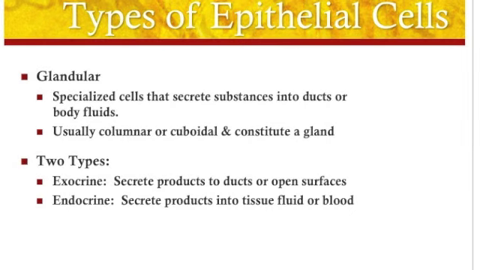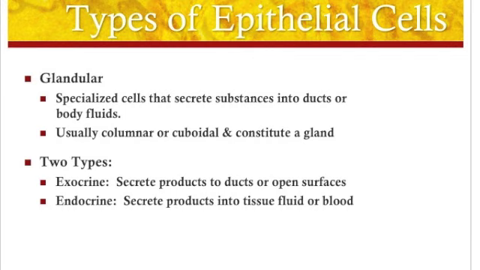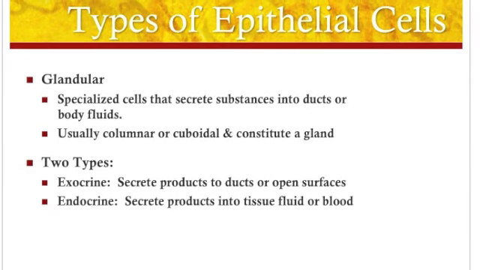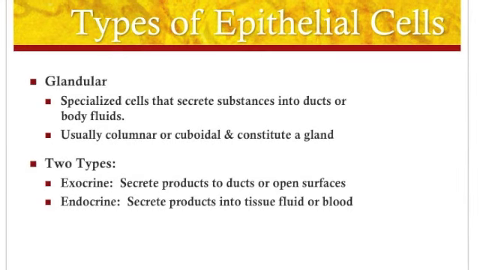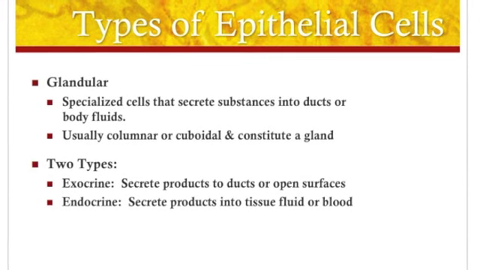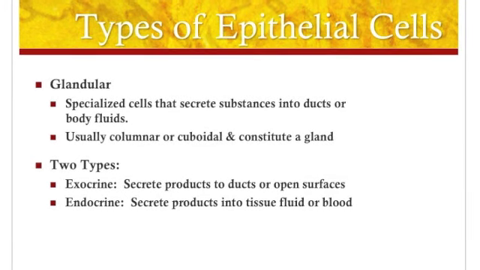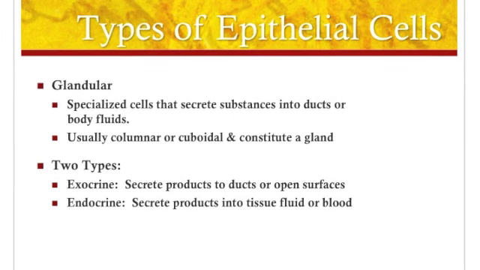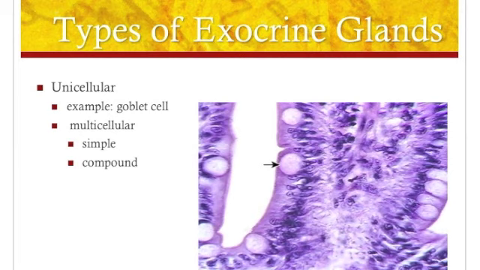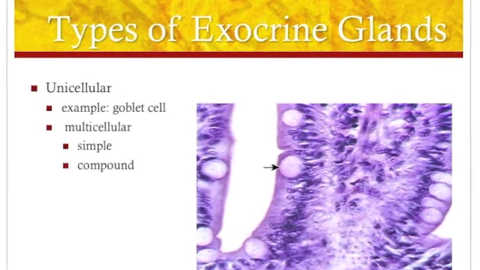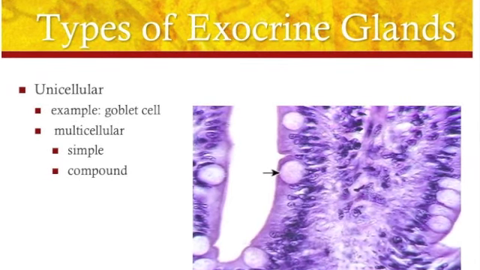Another type of epithelial cells is glandular. These specialized cells secrete substances into ducts or body fluids, usually columnar or cuboidal, and constitute a gland. There are two types: exocrine, which secrete products to ducts or open surfaces, and endocrine, which secrete products into tissue, fluid, or blood. The types of exocrine glands include the unicellular, for which an example would be a goblet cell, and a multicellular, which is simple or compound.